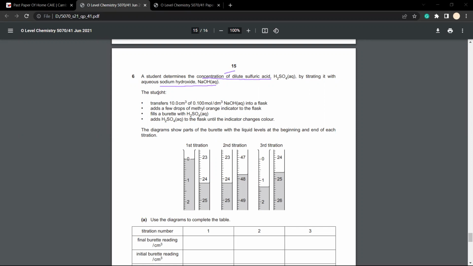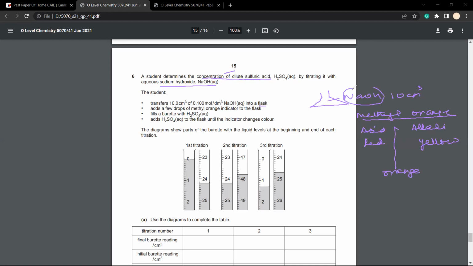Now they're saying that a student transferred 10 cm cube of 0.10 mole per dm cube NaOH into the flask. So in the flask, I have an alkali, and this alkali is the 10 cm cube of NaOH. Now I add a few drops of methyl orange into the flask. Methyl orange is an indicator, and you need to know the color changes of the indicator. In acid, it will give you red color, and in alkali, it will give you yellow color. So just at neutralization, which is the midpoint, it will show you the orange color.